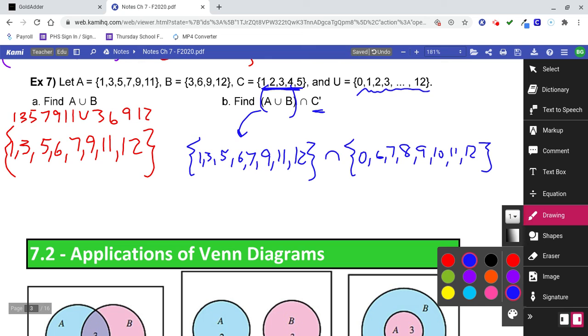Notice this is an intersection this time. Intersection means and. I want to look for what's on the left and the right. Let's see. I've got a 6 and a 7. I've got a 9, 11, and 12. 6, 7, 9, 11, 12. That's it. Good luck.